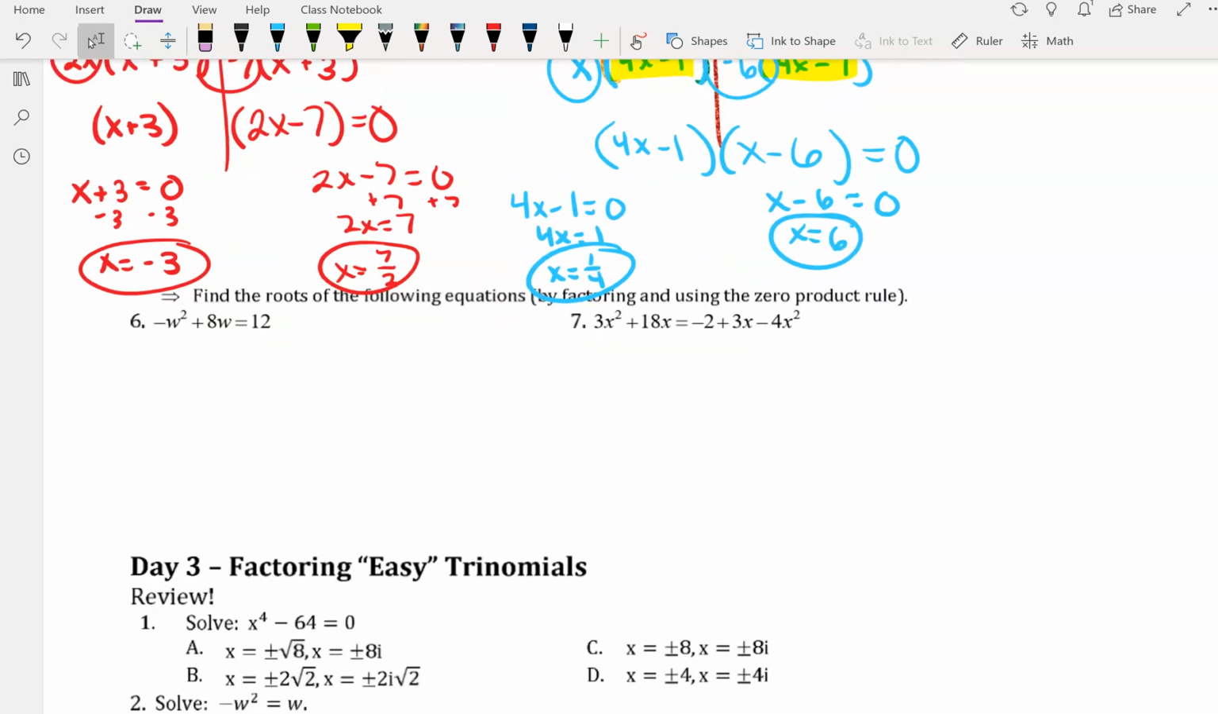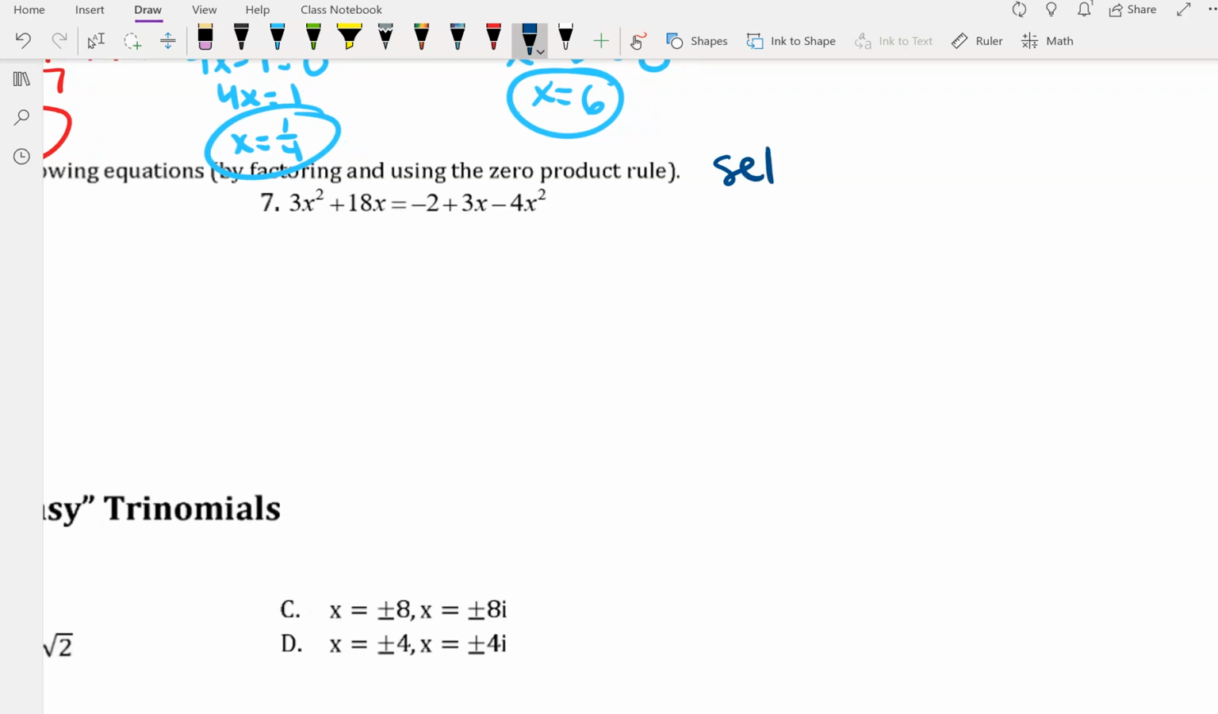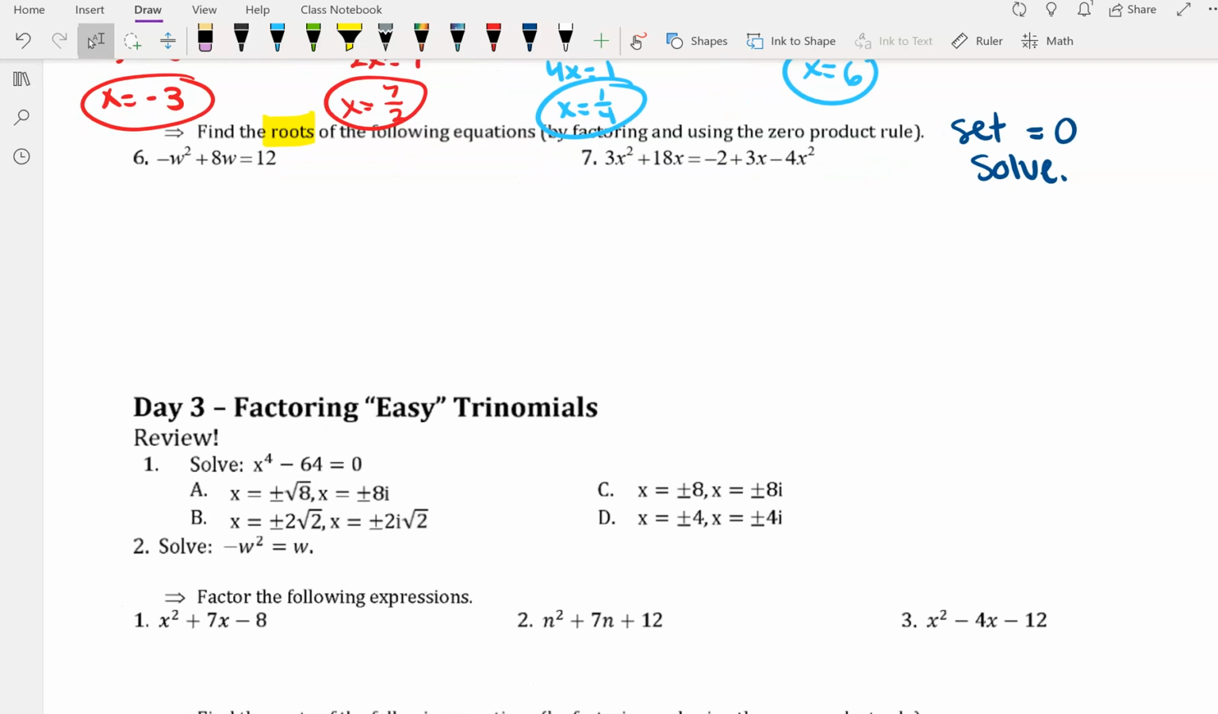All right, almost done. What I'm going to do is just set up these problems, and then I'm going to have you guys solve these on your own. Find the roots of the following equations. That's just another way of saying set equal to 0 and solve. If it says find the roots, if it says find the zeros, if it says find the x-intercepts, that's one that we'll talk a lot more about later. Those all mean the same thing, set equal to 0 and solve.